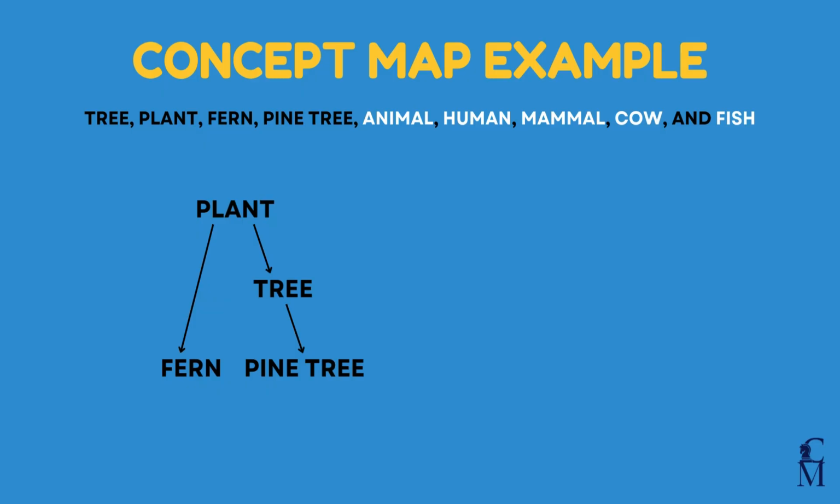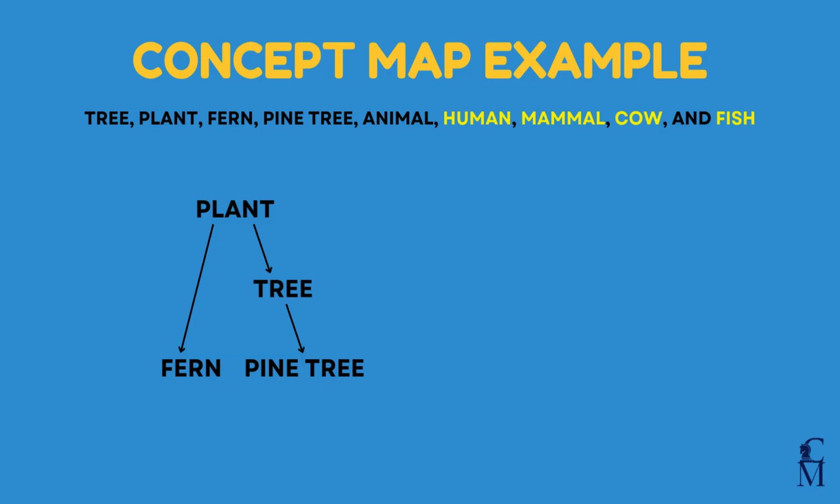Notice that we still have some words left over. That's because animal, human, mammal, cow, and fish are categories that do not belong to the highest order of the category of words we already mapped out, which is the plant category. So, we need to create a separate concept map for these remaining words.